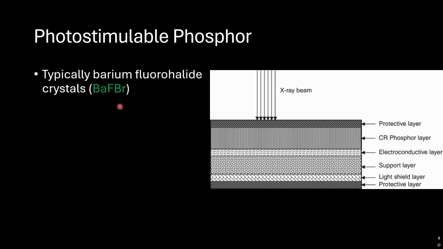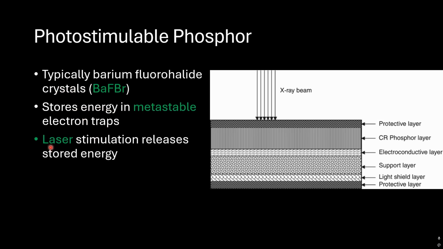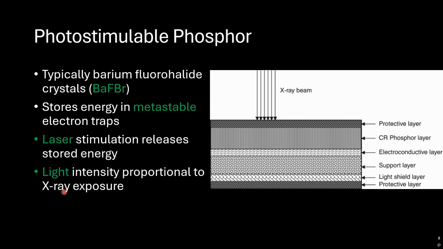So let's talk about the photostimulable phosphor. It's typically barium fluorohalide crystals. It stores energy in metastable electron traps, and then the laser will stimulate that stored energy. And the light intensity is proportional to X-ray exposure. What do you mean by that? If we have more exposure or higher exposure in certain areas, these areas will release a higher light or brighter light than the less exposed areas.